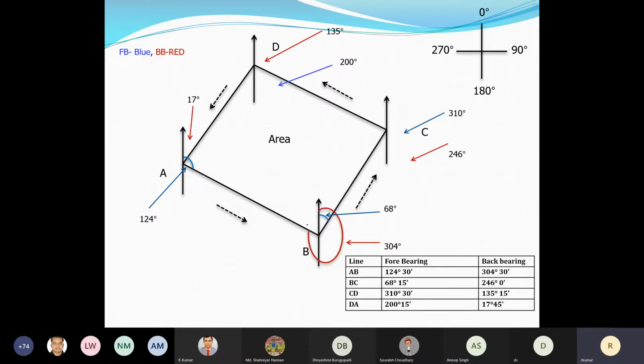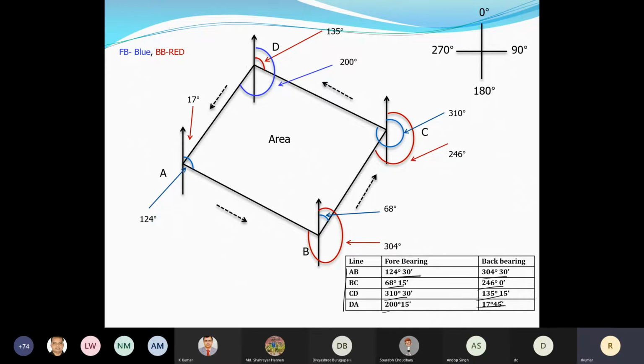Okay, we try to make it so you can understand. Then again from this station I will measure this BC. Then I'm measuring the back bearing CB. So likewise we can do all the stuff. So what I want to say here: suppose for lines AB, BC, CD, the fore bearing and back bearing are given.